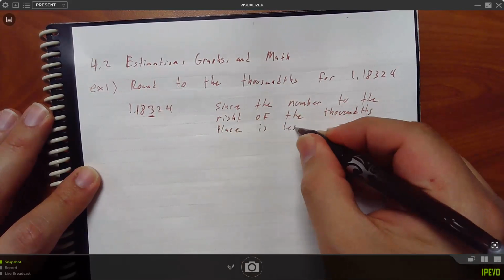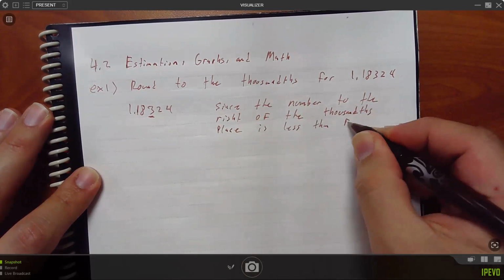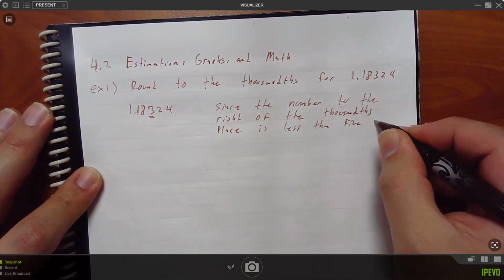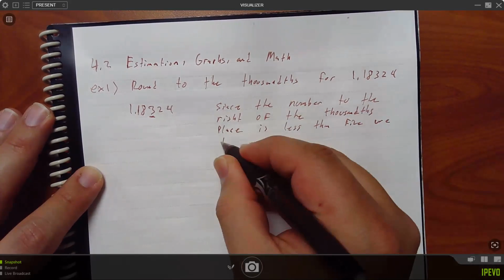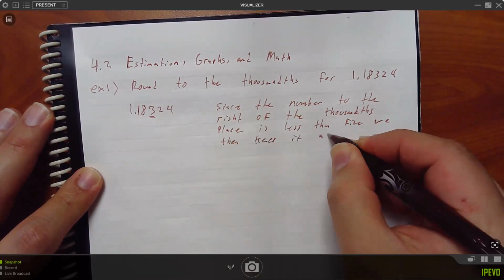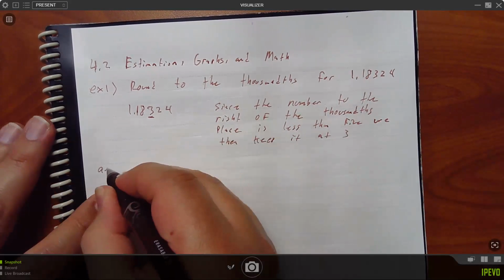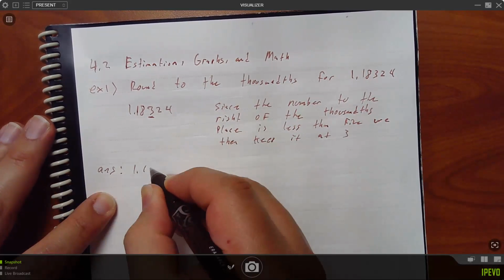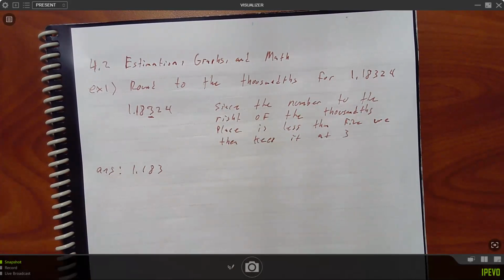is less than 5. We then keep it at 3. So the answer will be 1.183. So we just cut the rest off. We don't round up. So if it does round up, would it be 1.184? Yeah, it'll be 4 and the rest is just gone. Pretty much.